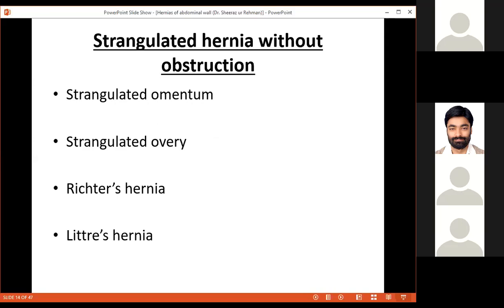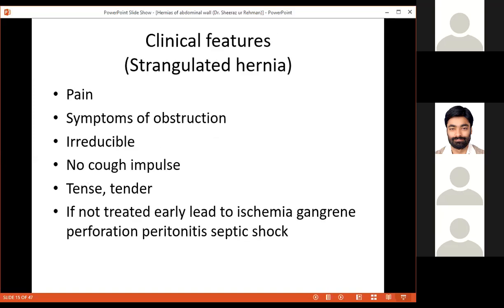At times the bowel is not part of the hernial sac, so you have strangulation without obstruction. So you could have a dead bowel, dead omentum, or the ovaries could have been strangulated within the hernia.